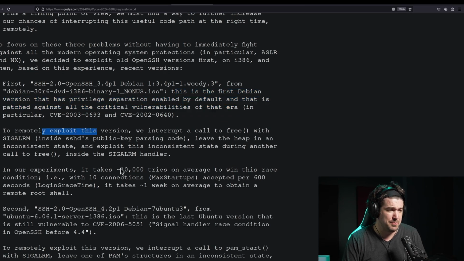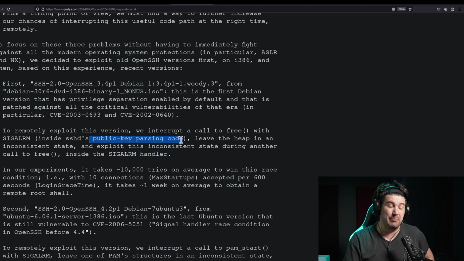All right. To remotely exploit this version, we interrupt a call to free with SIGALRM inside SSHD's public key parsing code, leave the heap in an inconsistent state, and exploit this inconsistent state during another call to free inside of the SIGALRM handler. So this is when you're giving it a public key and it's parsing that code. Got it. So they're having to trigger the other free inside the SIGALRM handler while the public key is getting parsed.